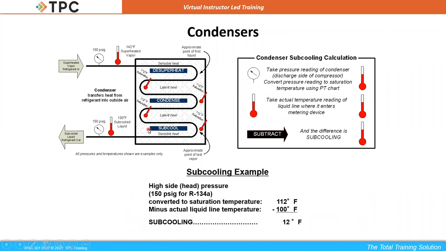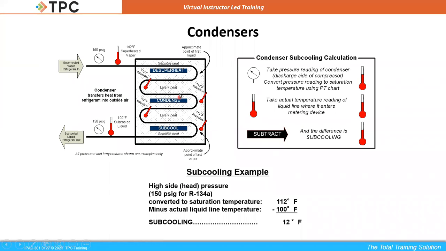Subcooling: we're taking all the heat that we picked up in the evaporator and we're sending it into the condenser. And when we get down to a condensing temperature where we're latent heat, we're changing it from a vapor back into a liquid. So at 150 PSIG, using our PT chart for R134A, it gives a saturation temperature of 112 degrees.